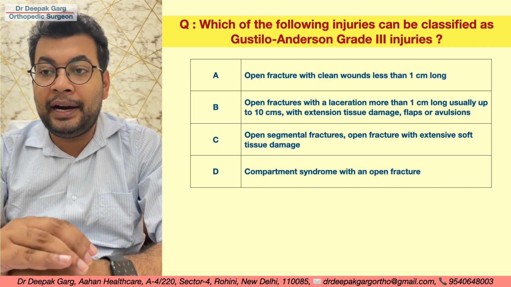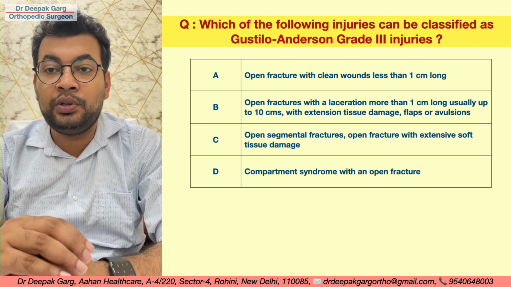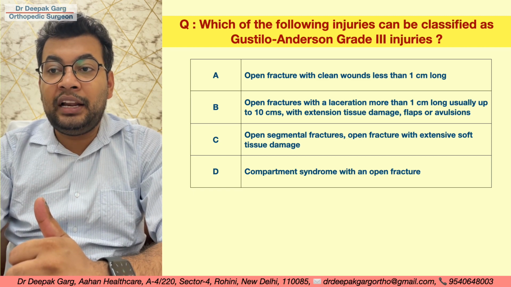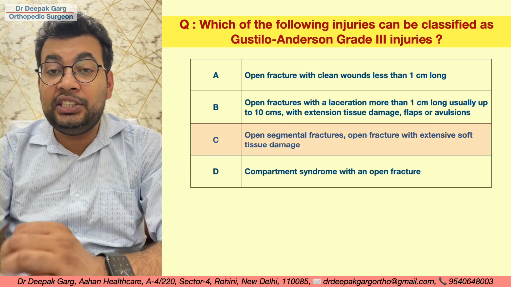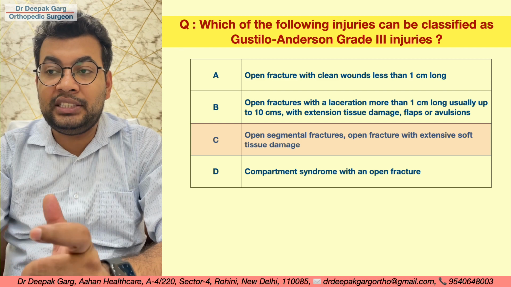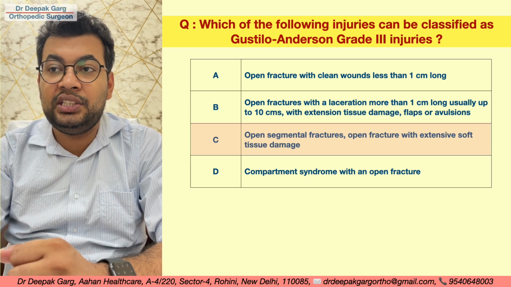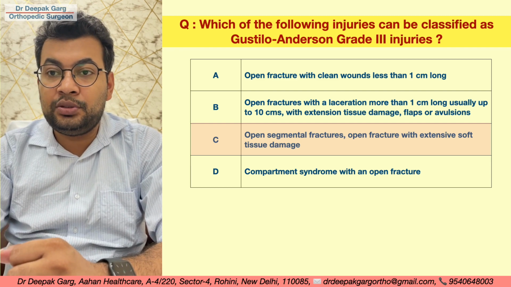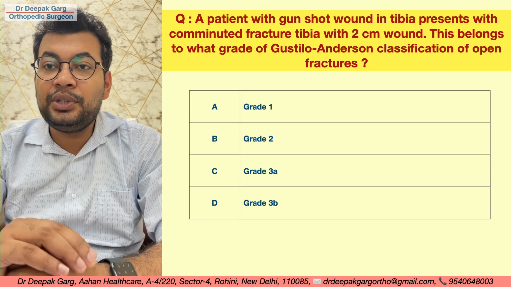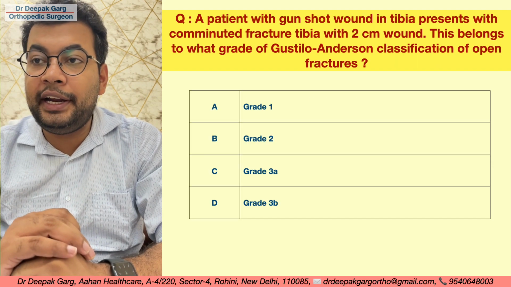Let's look at D, compartment syndrome with an open fracture. No, the answer is C: open segmental fractures, open fracture with extensive soft tissue damage. Extensive soft tissue damage is seen in grade 3 of the Gustilo-Anderson classification. So the answer is C.